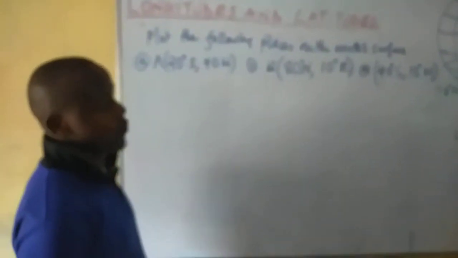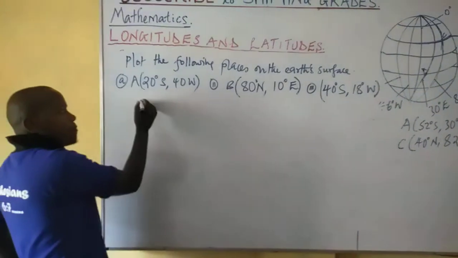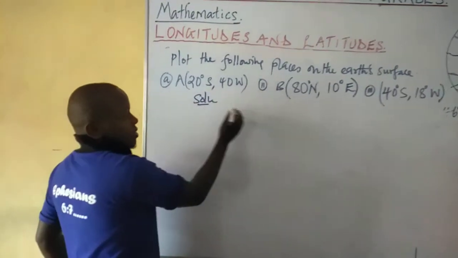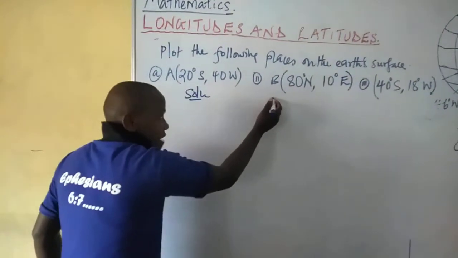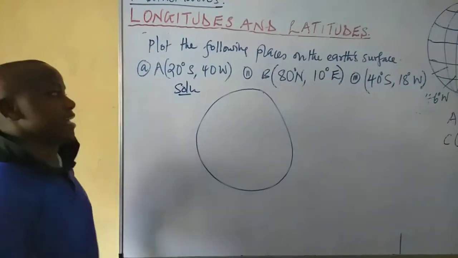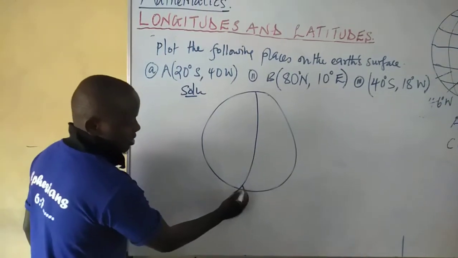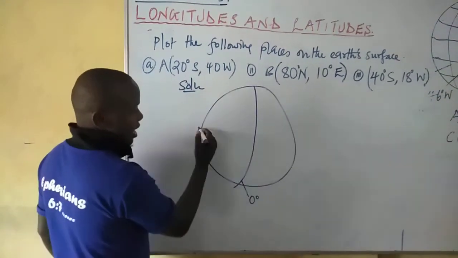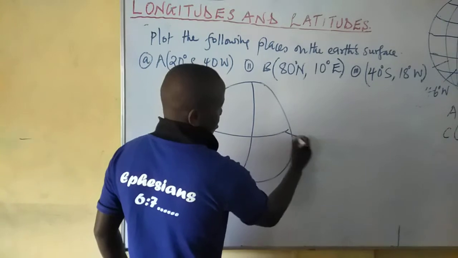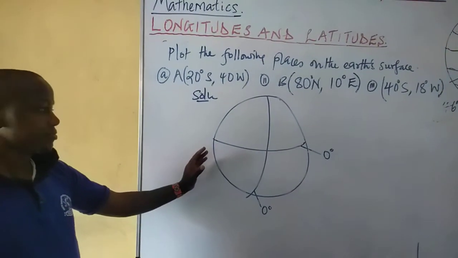is very key. More so when we go to the next subtopic, you must be having this one as the basis. Therefore, the solution to this, you first sketch very fast the Earth's sphere like that, and very fast you come up with your prime meridian. This is 0 degrees, and your equator 0 degrees. You first of all come with that.